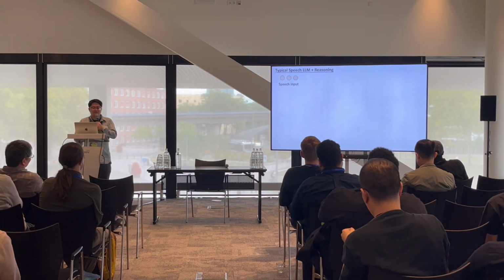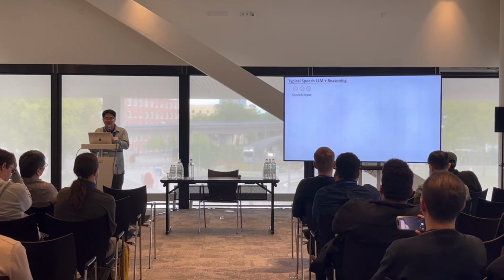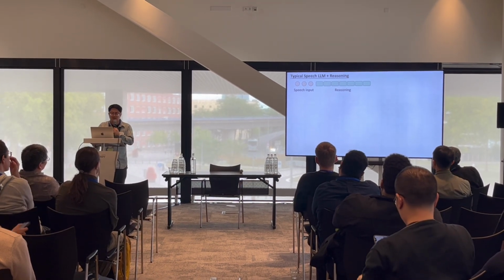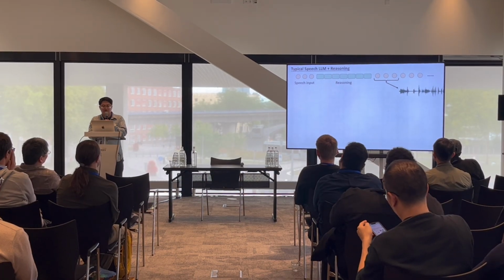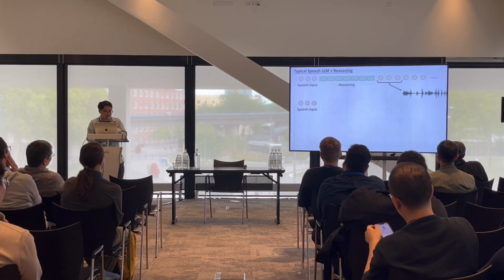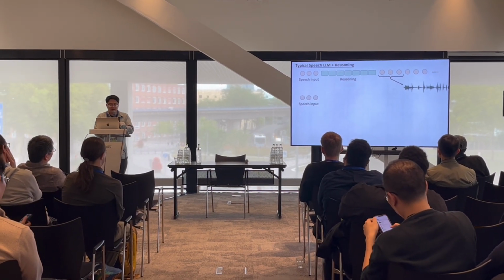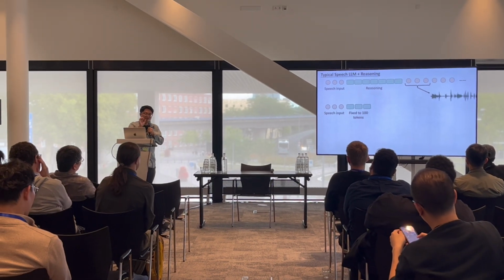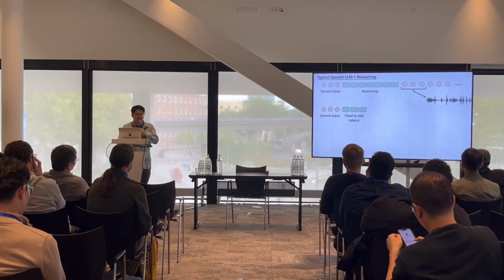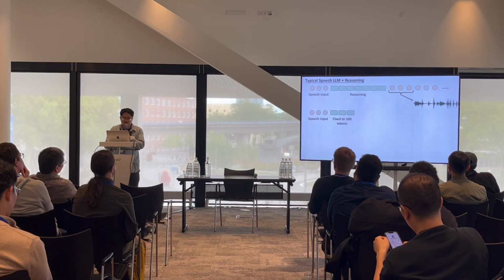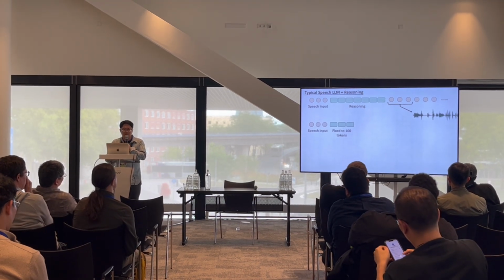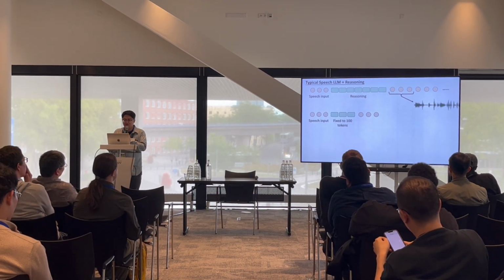The typical way to do the reasoning is like this: speech input, reasoning tokens, and speech output. In Stitch, what we do is like this: speech input and a reasoning chunk. Each chunk is 100 tokens. The model generates 100 tokens for reasoning, then it starts to generate speech tokens.